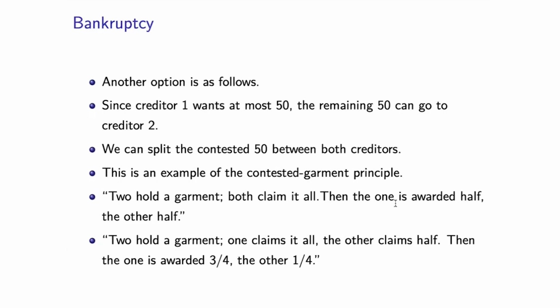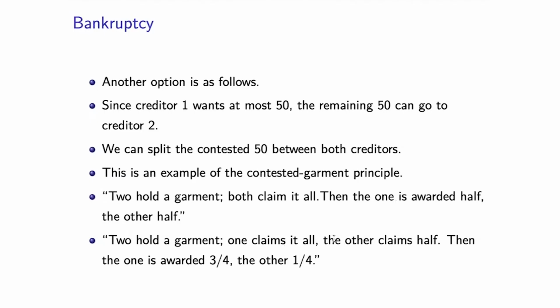So this is actually a famous illustration of a well-known principle which goes back to ancient times, also known as the contested garment principle, because the original story was related to contestation of a piece of cloth. What it said was the following: two hold a garment, both claim it all, then one is awarded half and the other half, right? So what this is saying is that if both are claiming the whole of the garment, then give each of them half. On the other hand, if two hold a garment, one is claiming it all, but the other is claiming it half, then one is awarded 3 by 4 and the other should be awarded 1 by 4. Okay. So now we can see, using the same principle, how we are getting these numbers 3 by 4 and 1 by 4.